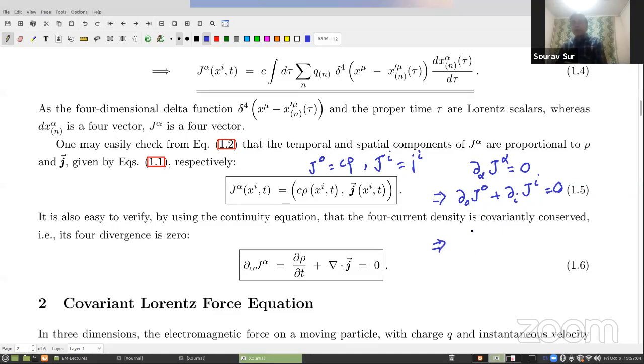And this simply gives: del naught is 1 over C times the time derivative, so c times rho, and del i is this. And so you have the continuity equation coming at once. This is nothing but a conservation equation. This shows the conservation of the 4 current.